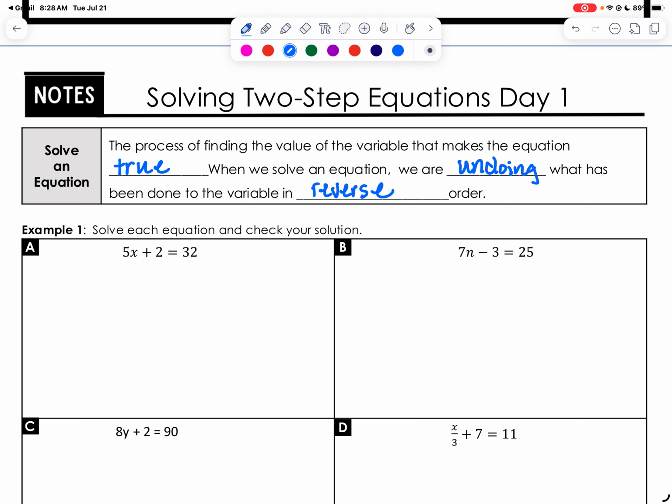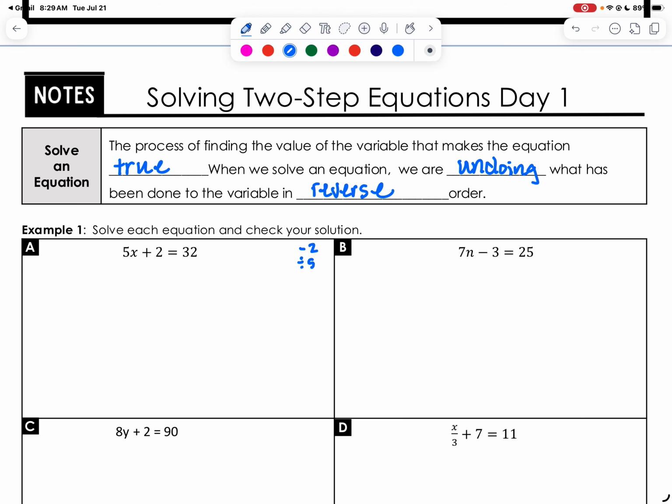So for example 1, it says solve each equation and check your solution. Our equation is 5x plus 2 is equal to 32. We're trying to find the number that we could substitute in for x to make the left side equal to 32, so that both sides will equal 32. So let's talk about what's being done to x in the original equation. They're multiplying x by 5 and then adding 2. So if we wanted to reverse that process, we would have to subtract 2 and then divide by 5. So we have to undo the process in the reverse order.